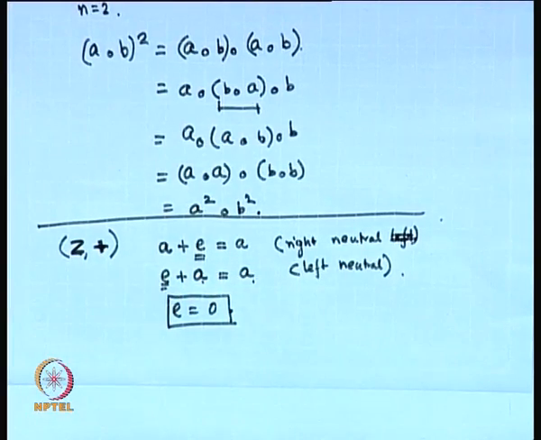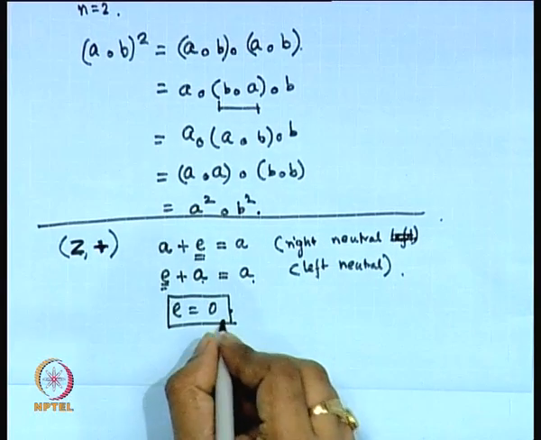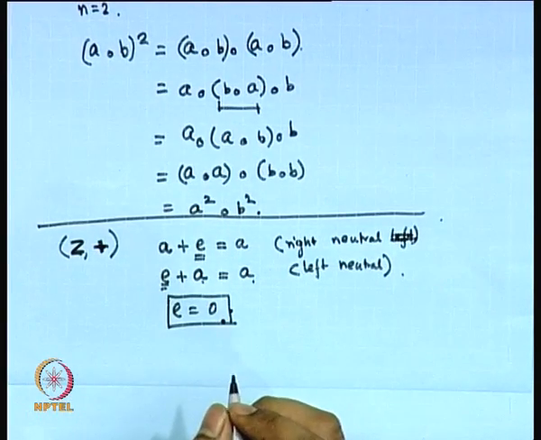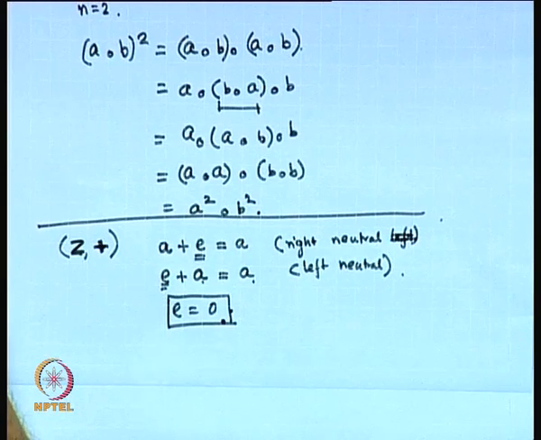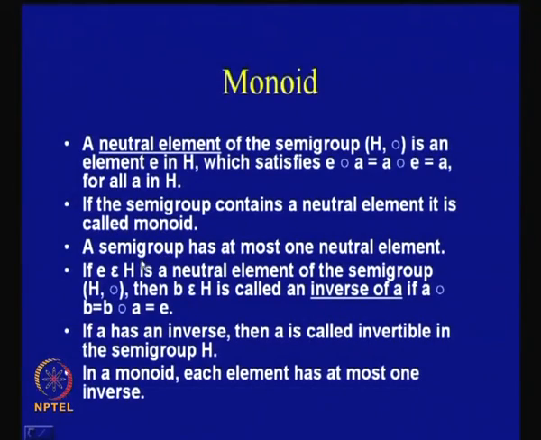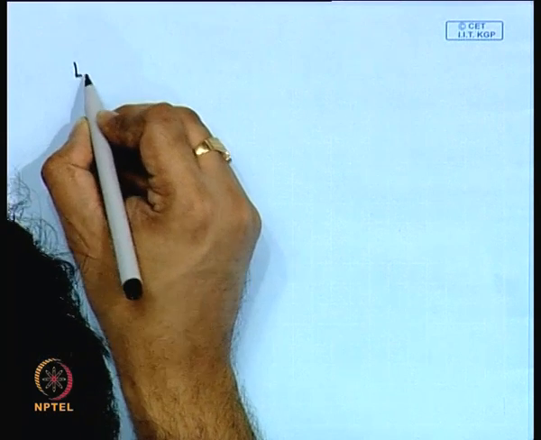Therefore, if the semigroup contains a neutral element like this, then it is defined to be something called a monoid. There is a result which says that a semigroup has at most one neutral element, and this is not very difficult to prove. The first result is that the left neutral element and the right neutral element are the same.